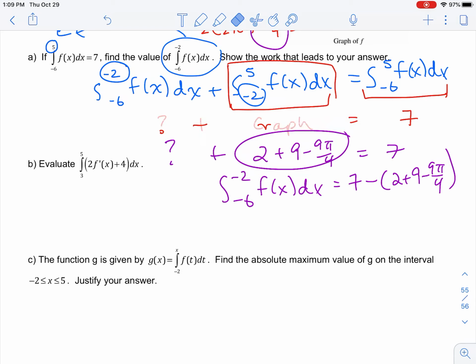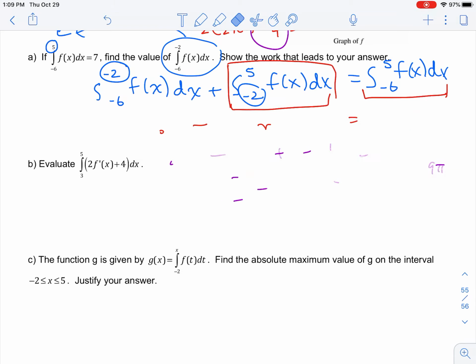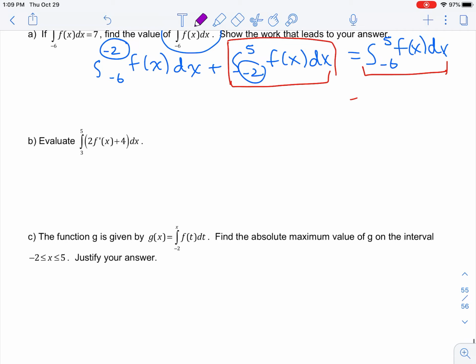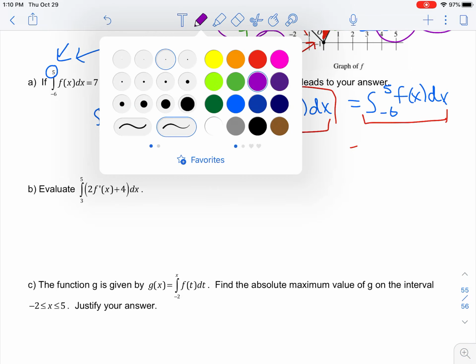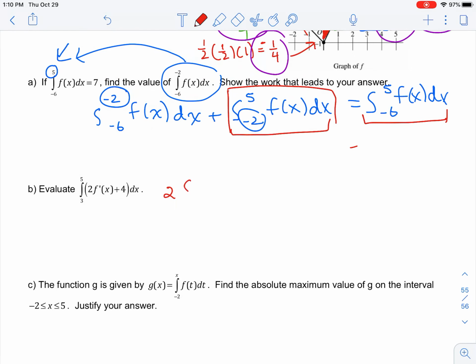Okay, next step, they want us to evaluate this definite integral again. But notice I've got a couple things going on. You're adding, and you've got a number in front. So this is where I want to use the property to split up the integral. I'm going to pull this 2 out in the front, and the 4 gets added separately, so I'm going to break it up into this. So that's my first step.